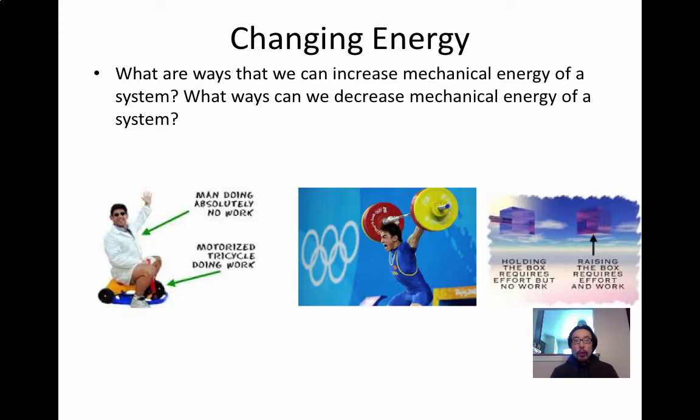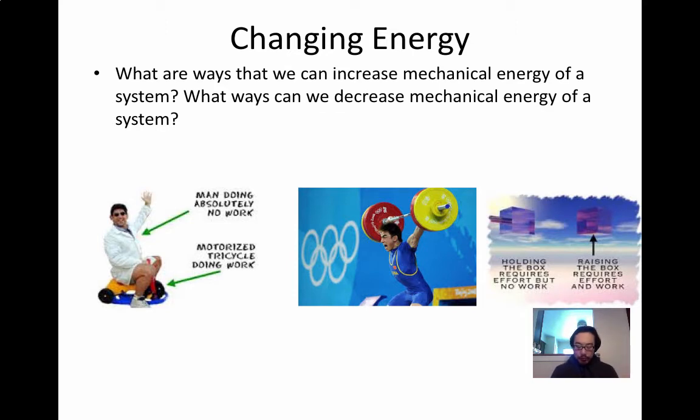Changing energy. What are ways that we can increase mechanical energy of a system? What ways can we decrease mechanical energy of a system? Now, in the definition itself of mechanical energy, we can actually see how we can increase or decrease the energy. Because mechanical energy deals with work, the more work you do to an object, you are increasing the mechanical energy of a system. If you were to do negative work on an object, you would decrease the mechanical energy of a system.